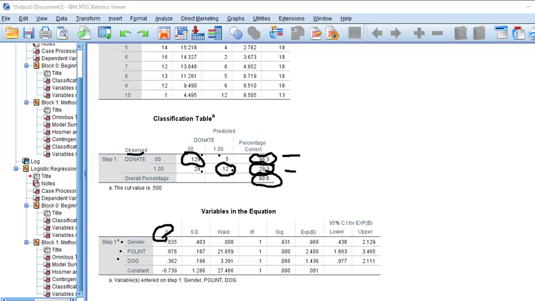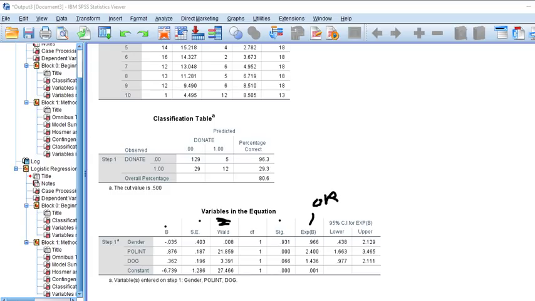Before I even continue with that, just note that these are the regression weights, the standard errors. If we take the ratio of the regression weights to standard errors, we get a Wald z-value, and then we have our significance levels for those. This right here is referring to an odds ratio, and I'll get to that in a minute.